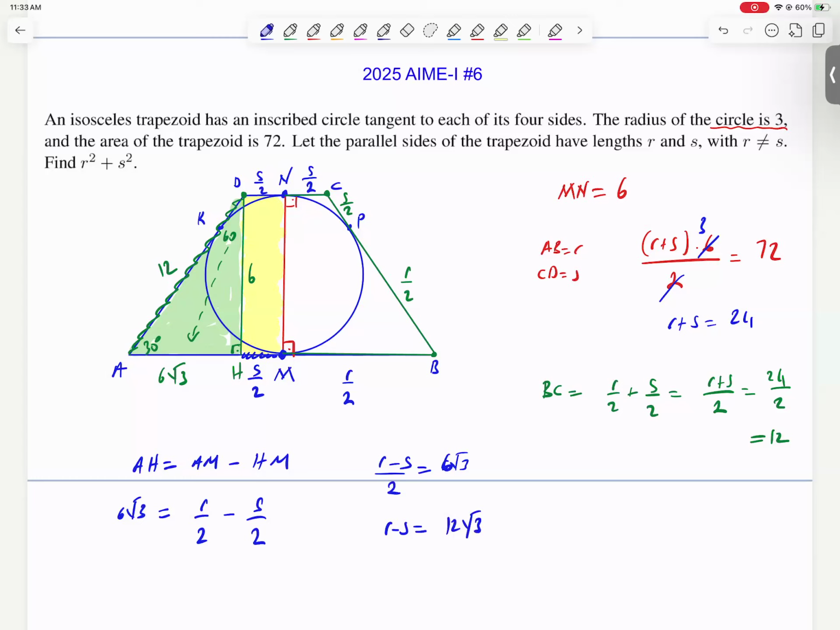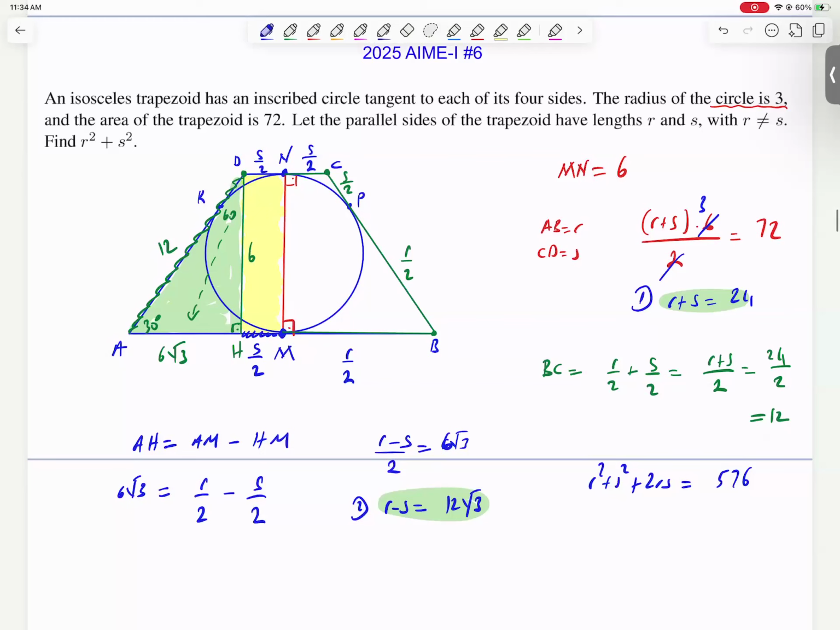We can use these two equations to get r squared plus s squared. Let's square both equations. This one is the first one, this is the second one. The first equation, if we square both sides, gives r squared plus s squared plus 2rs equal to 24 squared, which is 576. And the second equation, if we square, gives r squared plus s squared minus 2rs, equal to 12 squared times 3, 144 times 3, which is 432.